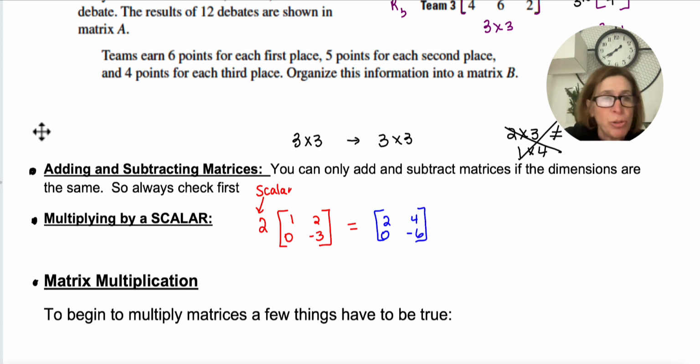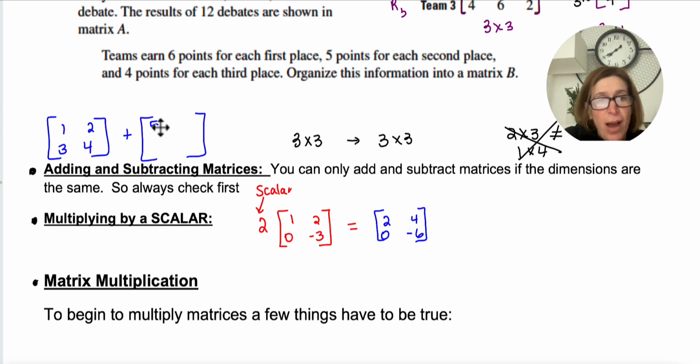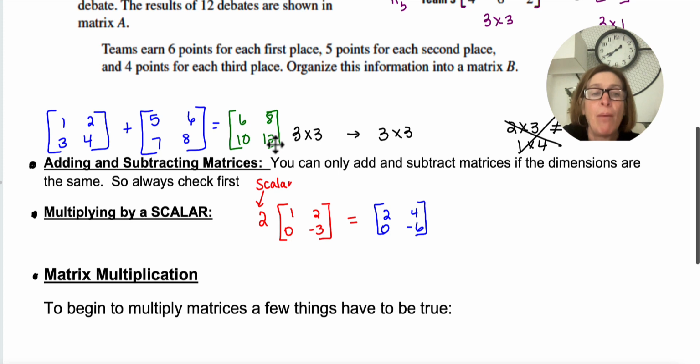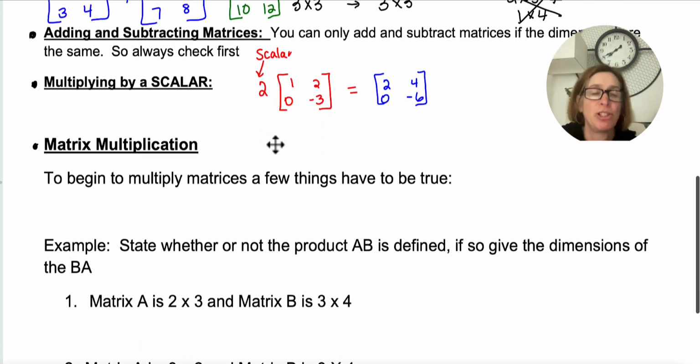The same thing is true if I had a 2 by 2 matrix plus a 2 by 2 matrix, or subtraction. If I gave you 1, 2, 3, 4, and 5, 6, 7, 8, it really is just as easy as adding the corresponding entries. So 1 plus 5 gives me 6, 2 plus 6 gives me 8, 3 plus 7 gives me 10, and 4 plus 8 gives me 12, which is why it has to be the same dimensions. Now, matrix multiplication is a little bit interesting. A couple of things have to be true.